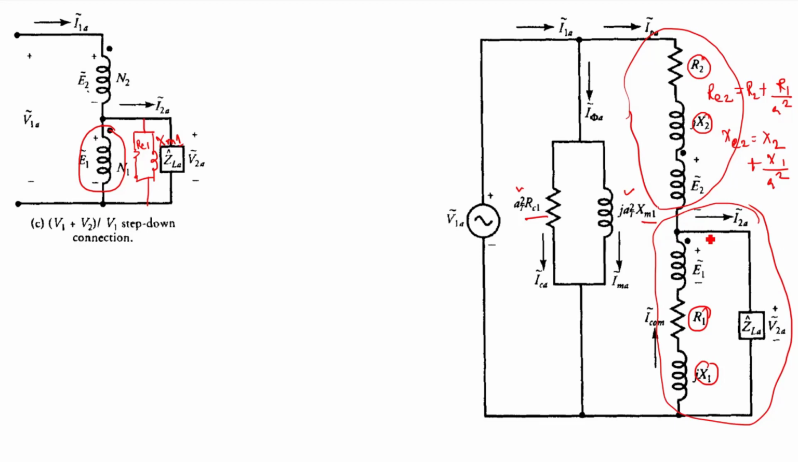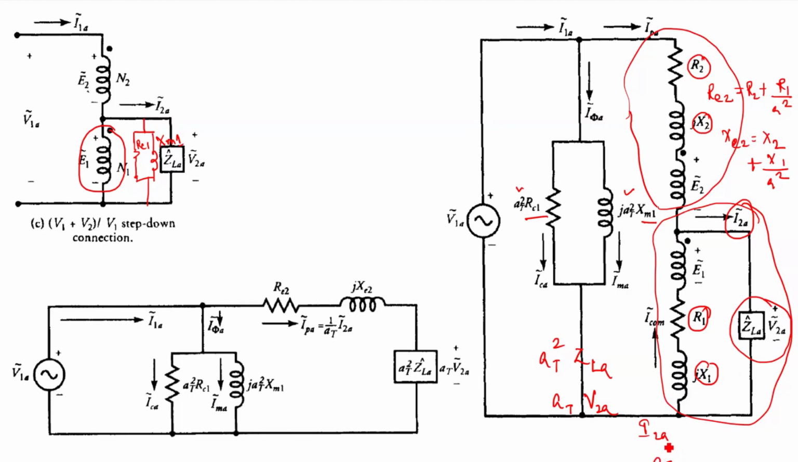Now the whole quantity will be in the primary side. All the parameters will be in the primary side except ZLA and V2A. This can also be referred to the primary side just by multiplying AT square with ZLA and AT with V2A, right? And your I2A will be referred to the primary side just by dividing I2A by AT. I2 by AT will give me IPA, right? So this is how we got the expressions.